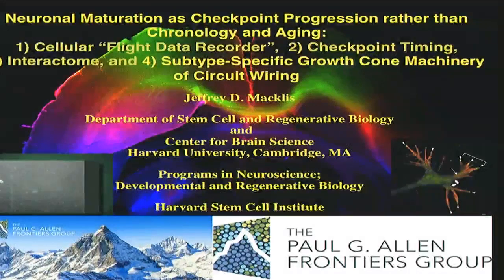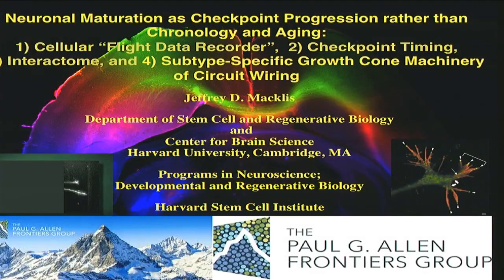So my longest title ever, I try to do that at all meetings, is to talk about neuronal maturation, and I'm going to change up the order here, not of the title, but the way I say it to you, to offer an alternative or at least a complementary view to some of the things we've been hearing about so far this morning and yesterday. Rather than at least solely chronology and aging, how about if neurons have to go through checkpoints as they mature, expand, and do some very unique things?